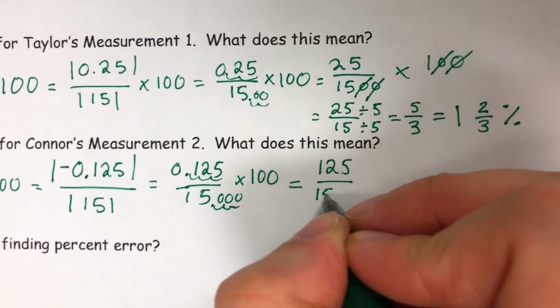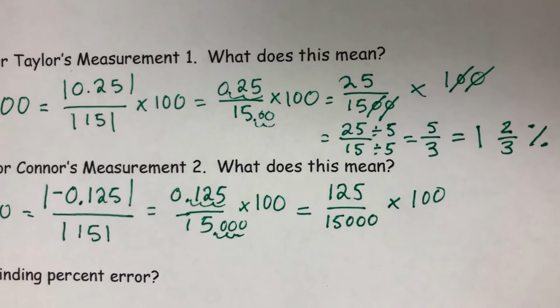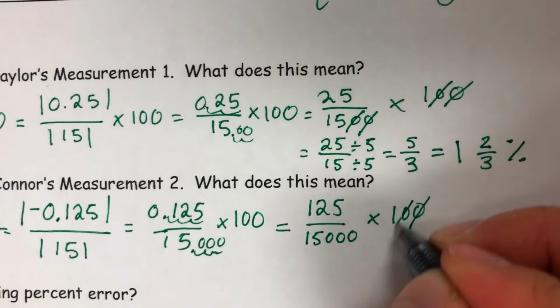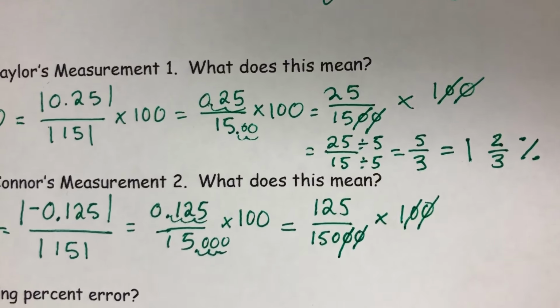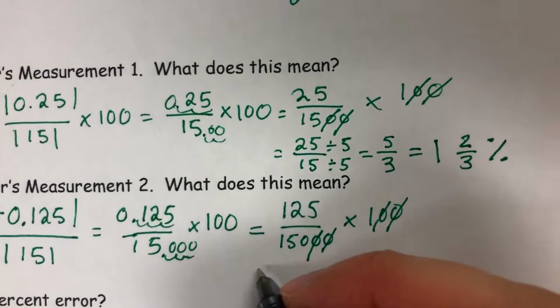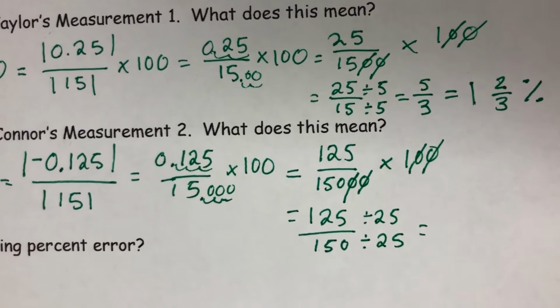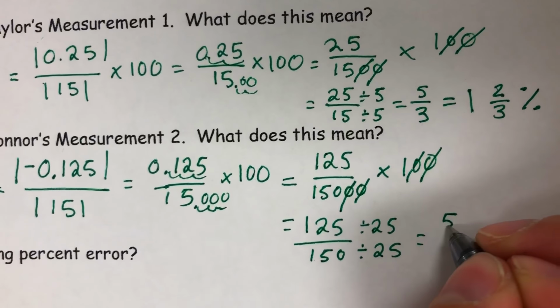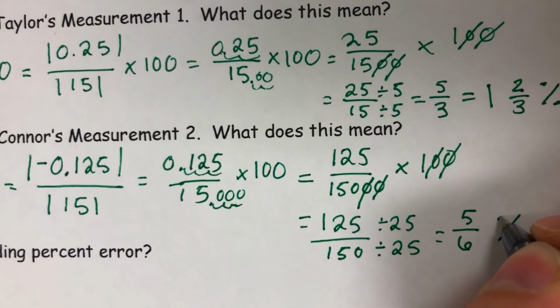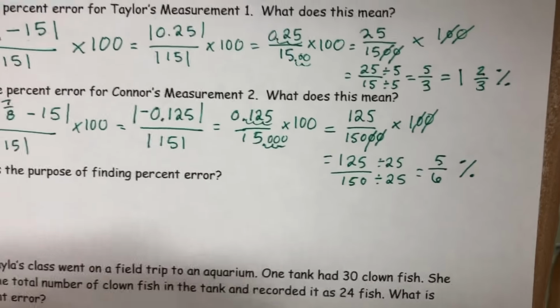Well, that means I have to add some zeros and move this over 3. Over 15,000 times 100. All right, I'm going to cancel out these zeros. So I'm left with 125 divided by 150. Well, 25 can go into both. So I'm left with 5/6%. I'll wait a second so that you guys can catch up.